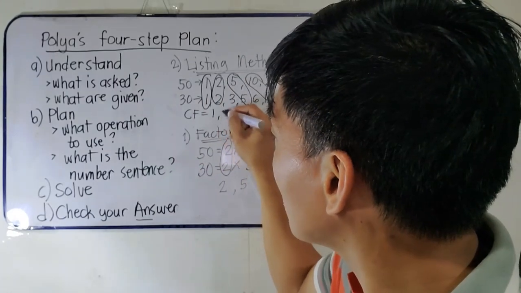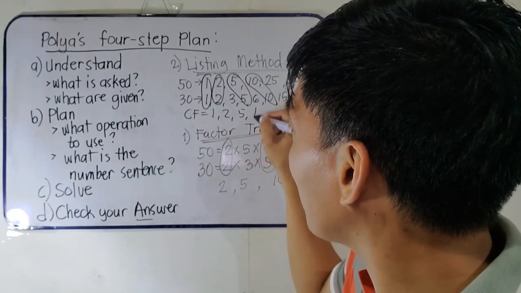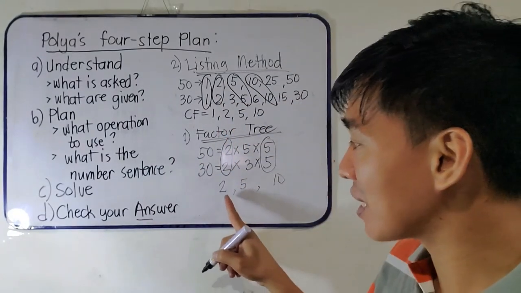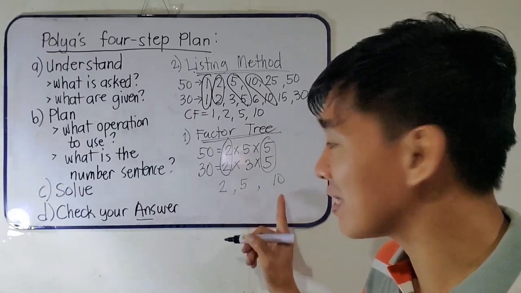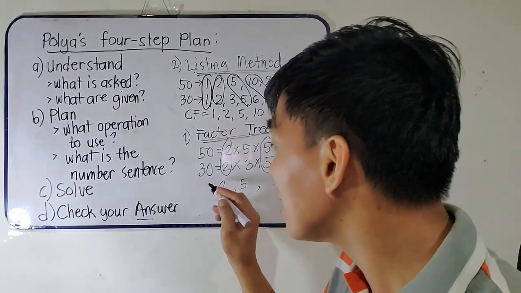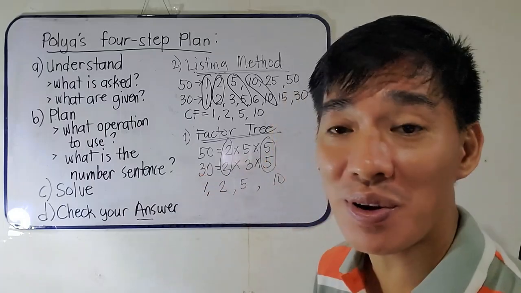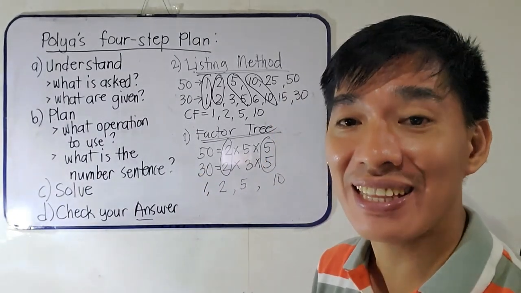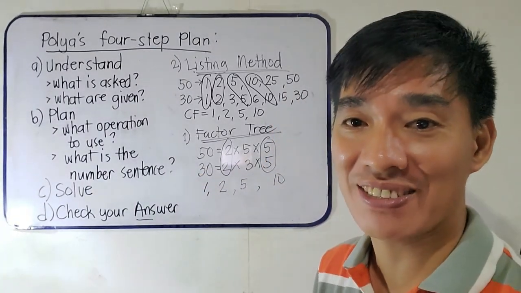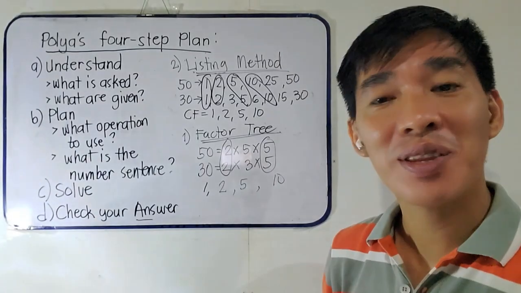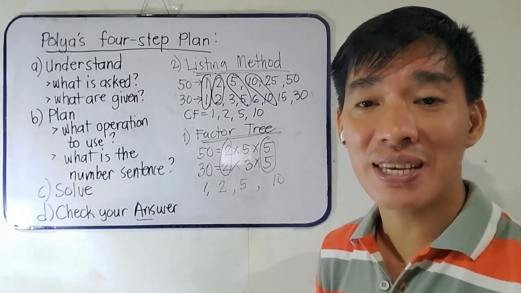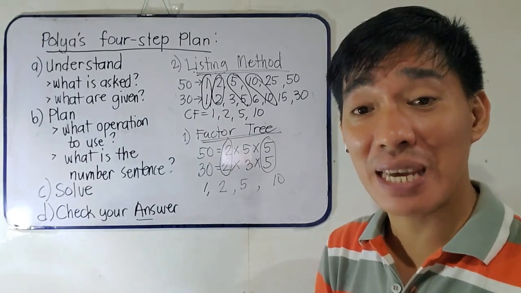Here are 1, 2, 5, and 10. However, in this case, we only have 2, 5, and 10. Because 1 is a factor of every number, that's why we could still include 1 as our factor. Another method that you could also use in solving this kind of problem is the table method.